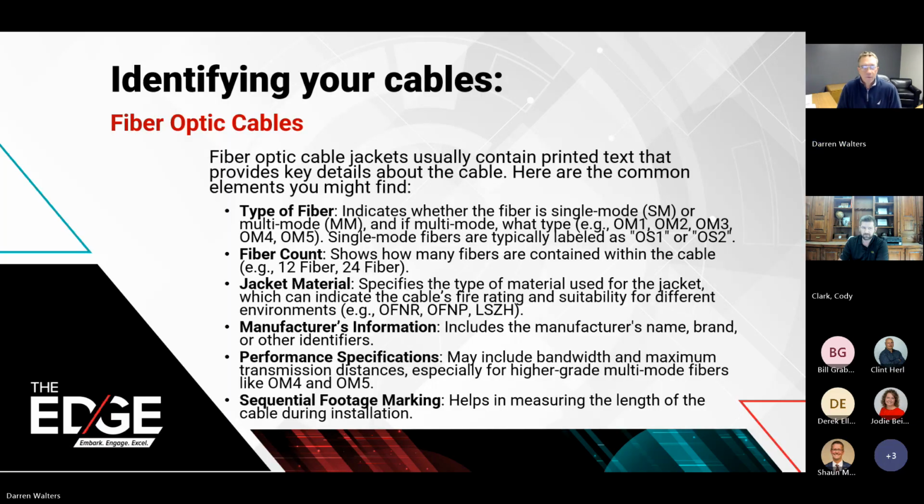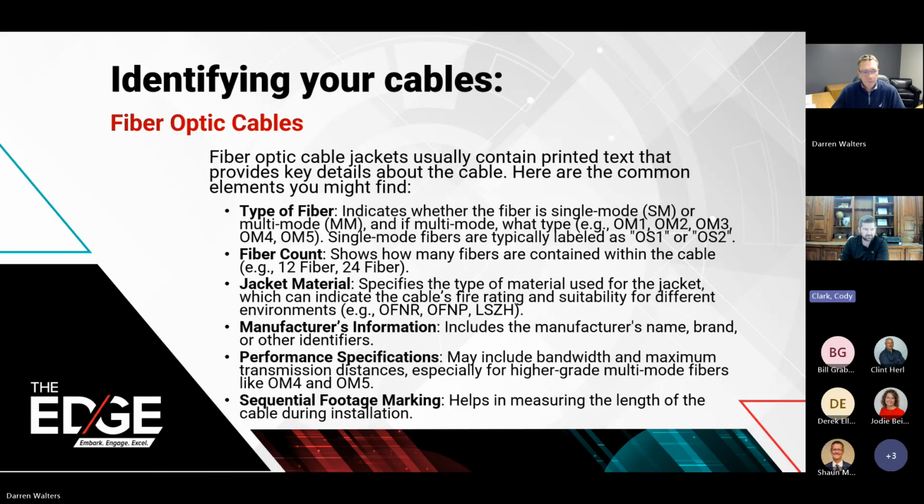So fiber cables are very similar, with a few differences. It's going to indicate single mode or multi-mode versus category. If it's multi-mode, it should indicate OM1, 2, 3, 4, or 5. OM1 and OM2 are legacy fibers that probably need to be replaced. Single mode fibers are typically rated OS1 or OS2. There's not really a reason to replace an OS1 with an OS2, and OS2 is pretty much all you're going to come across anymore when buying new fiber.